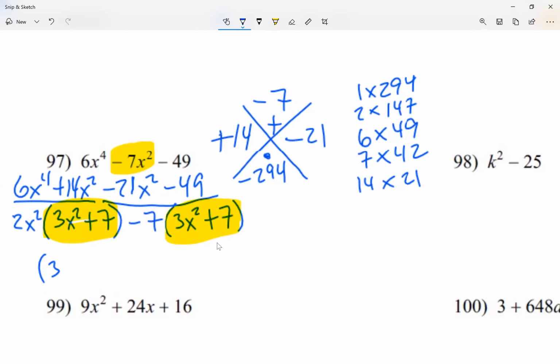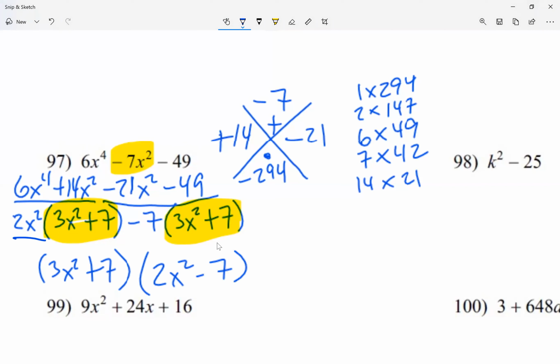So I'm going to go 3x squared plus 7. And the other parentheses, 2x squared minus 7. That's basically what I have here. When you type in your answer, it doesn't matter which parentheses comes first.